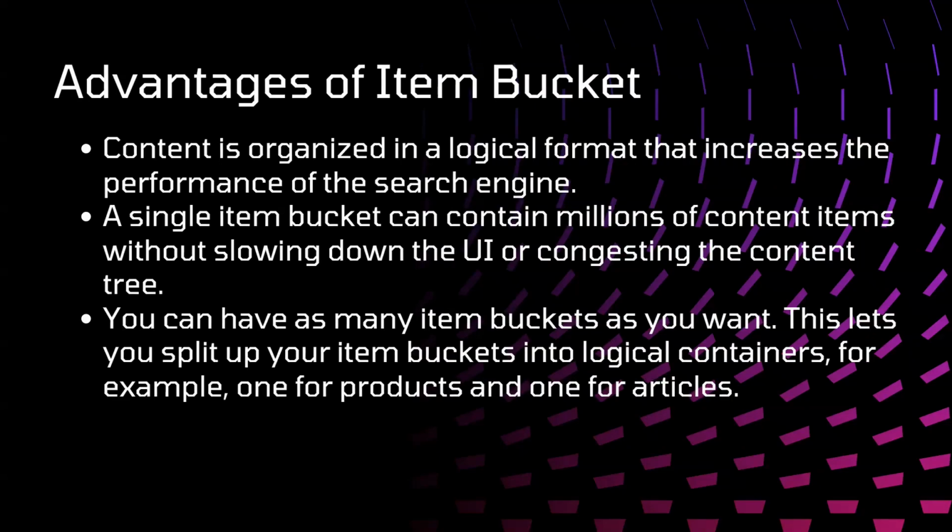Advantages of item bucket: content is organized in a logical format that increases the performance of the search engine. A single item bucket can contain millions of content items without slowing down the UI or congesting the content tree. You can have as many item buckets as you want. This lets you split up your item buckets into logical containers, for example, one for products and one for articles.